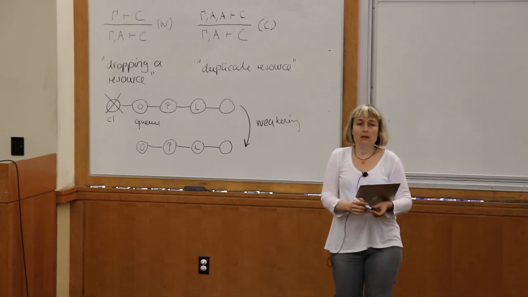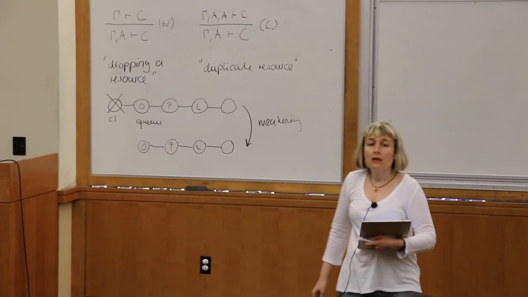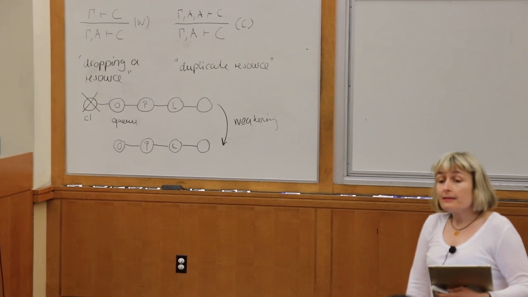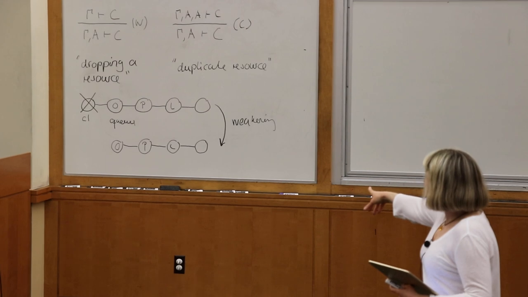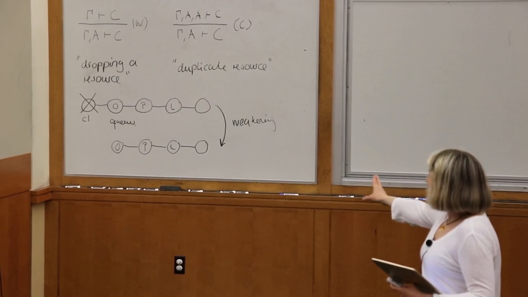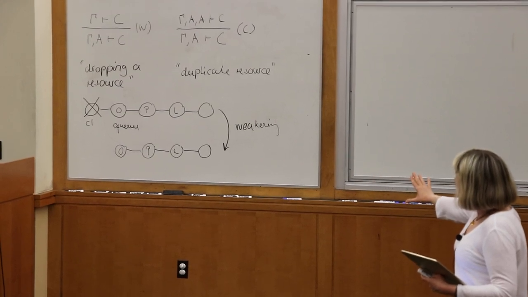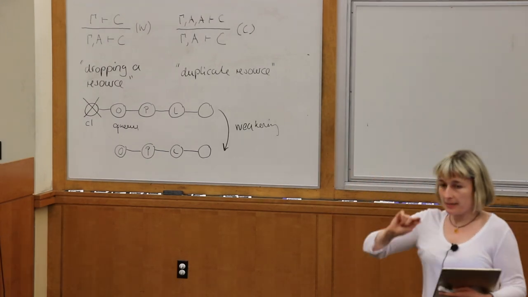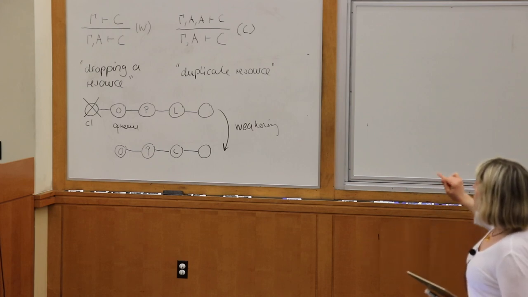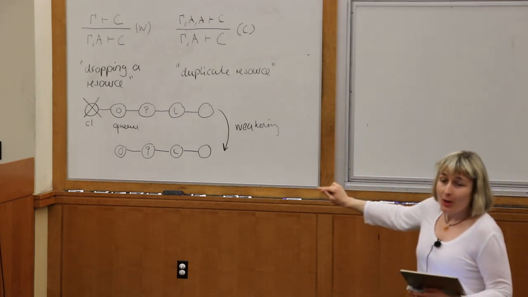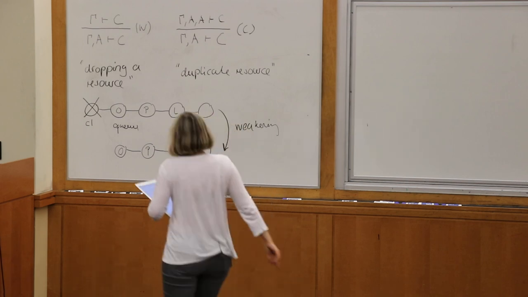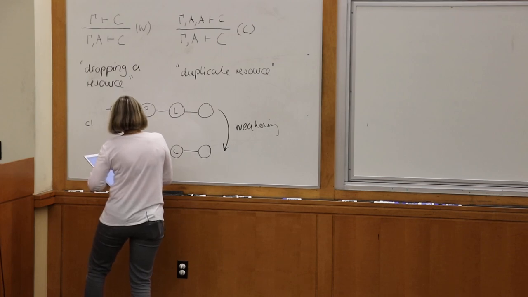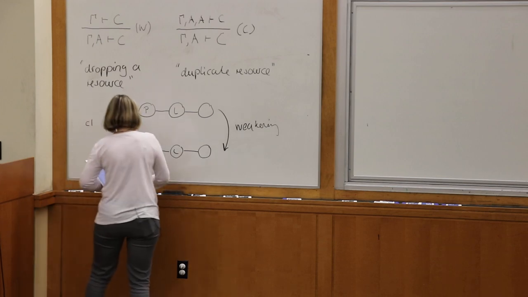Yeah? We should be dropping the channel between client and queue instead of terminating the client, right? Because we are dropping a resource, and client is not a resource. Channel is a resource. Well, the client, yes, exactly. Let me see. From the point of view of a client, I haven't set that up nicely, okay? So the picture I drew is from that point of view. So let me correct the picture.